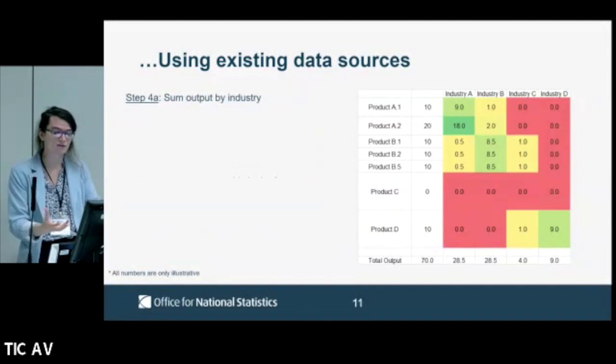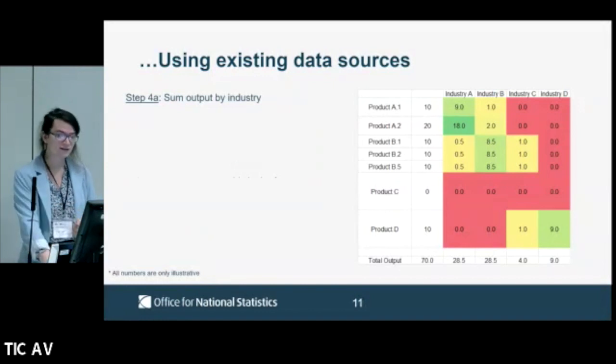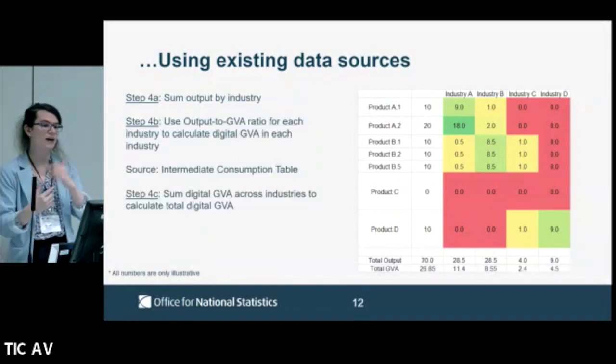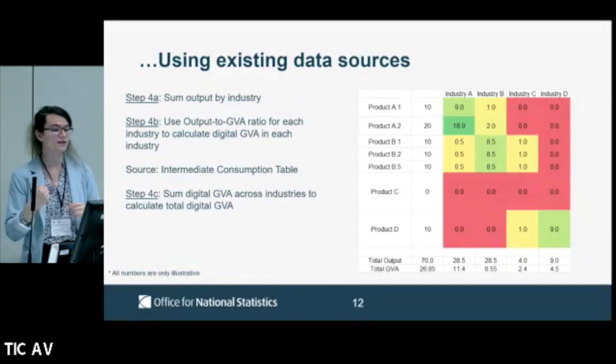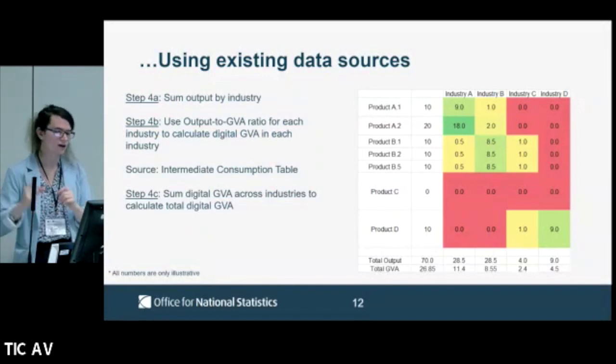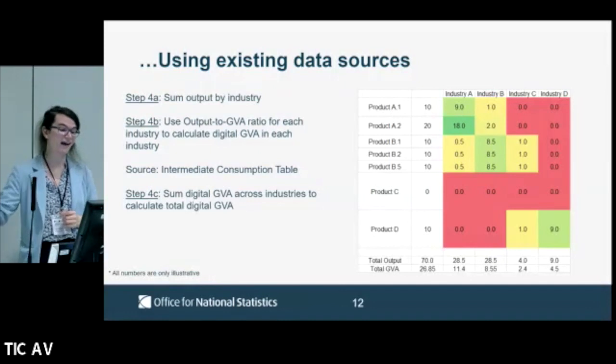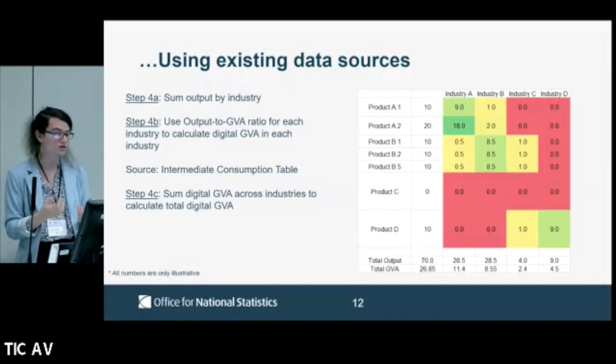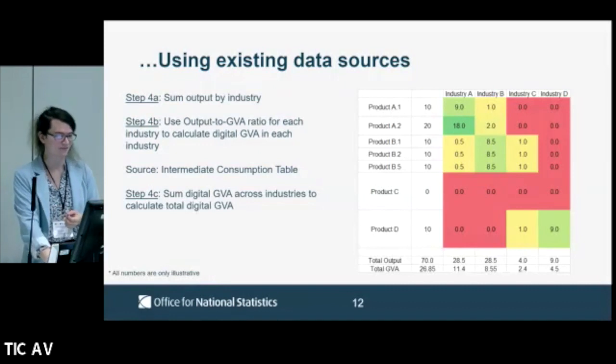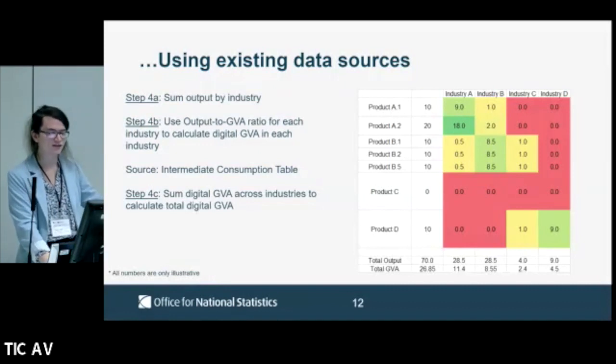That gives us output for the digital economy, which we can break down by industry. This is useful for the final step, where we use those tables again, using the intermediate consumption table from the supply and use tables, to look at, for each of those industries, a proportion of output to GVA, accounting for intermediate consumption, to translate that output into GVA that we can then aggregate across the industries to give us total digital economy GVA or digital product GVA. So a rather simple methodology, but it lays the groundwork for incorporating the supply and use tables within this, which we can build upon in the future.